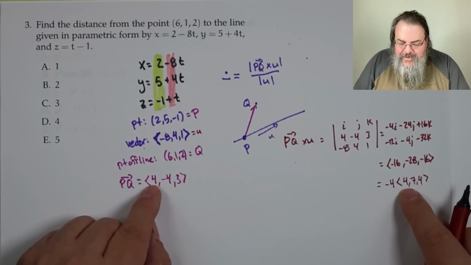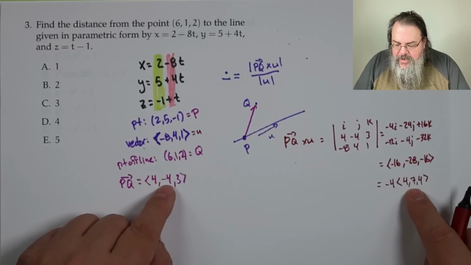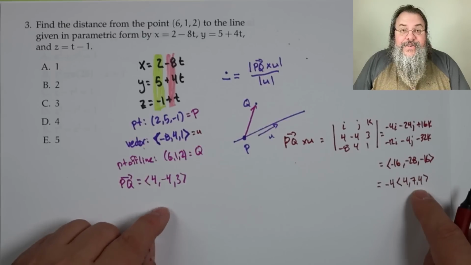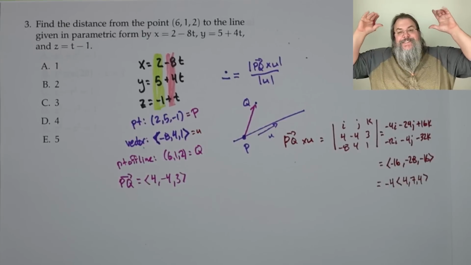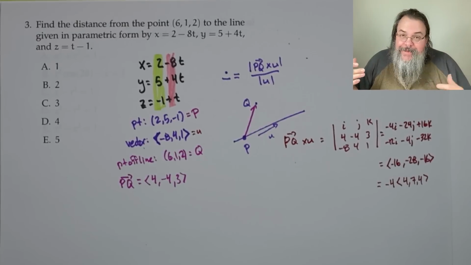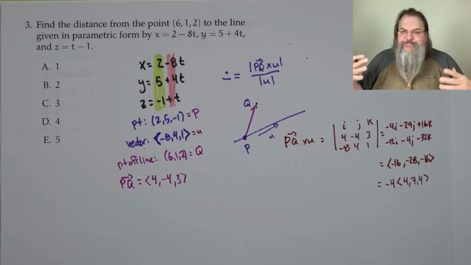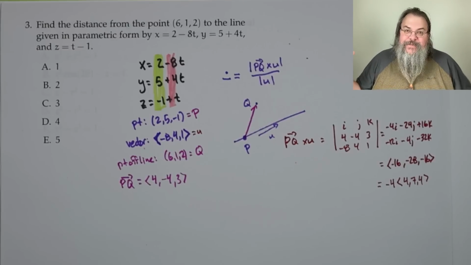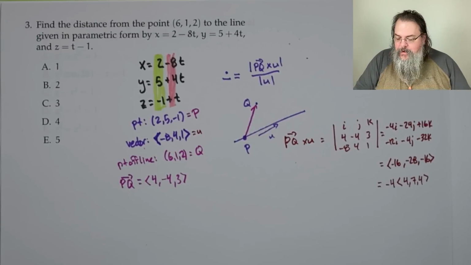Okay, how about here? 16 minus 28 plus 12. 0. Again. Woohoo! Yes. Okay. So if you get 0 both times, that's a sign, 99% of the time, that you got the right cross product. Okay, so almost there.